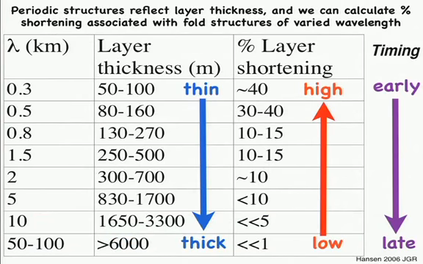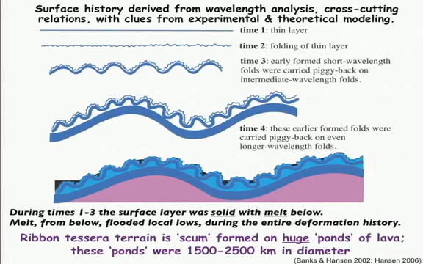We can also work out the strain that's going on in these. The thin layers with the short wavelength structures have very high strains, whereas the long wavelength fold structures have extremely low strain. Then you have to think about how we can put this all together. I won't go through all of the ways we can't. About the only way we can is if we've got an extremely thin layer early on.